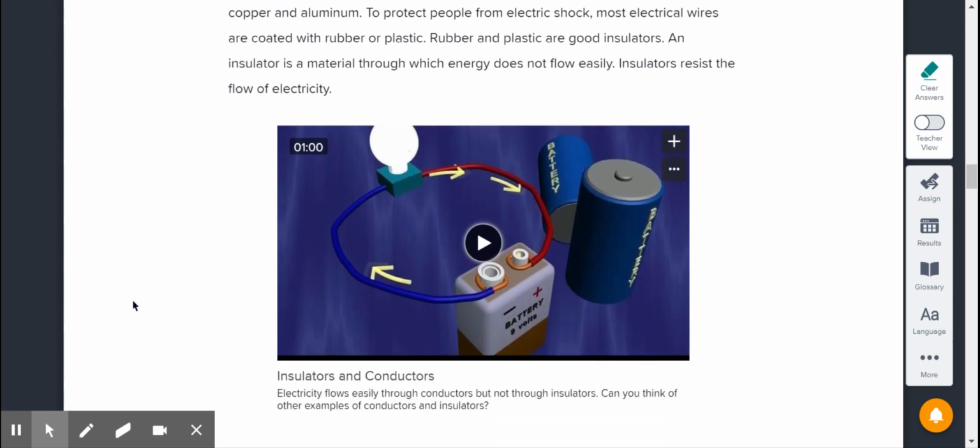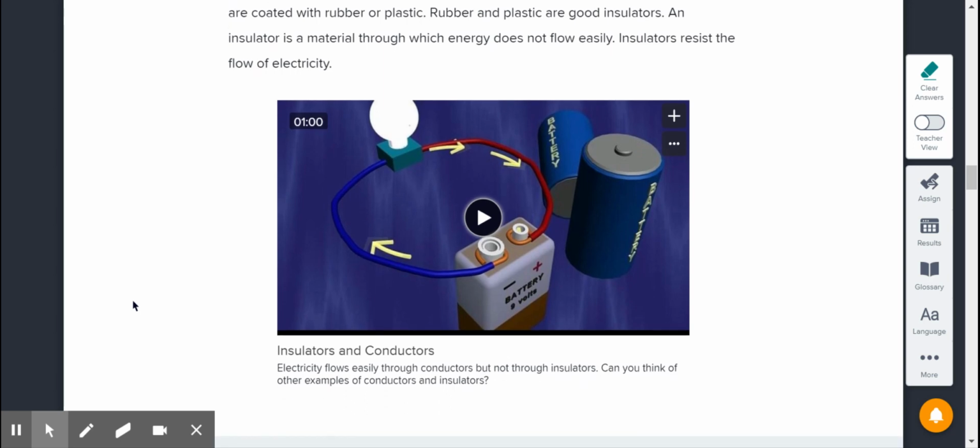So if you think about your computer charger or your phone charger, it's not just a piece of metal wire. It's mostly a black or white piece of plastic that's around the outside of the wire, because that insulator keeps the electricity that goes through the wire from getting to your body. So it keeps you safe.